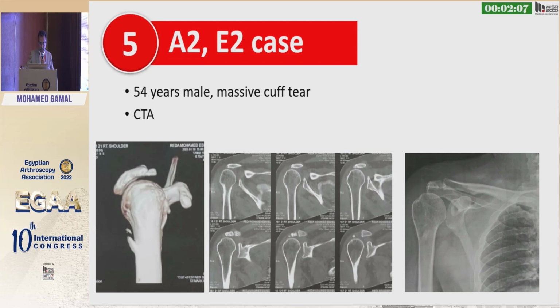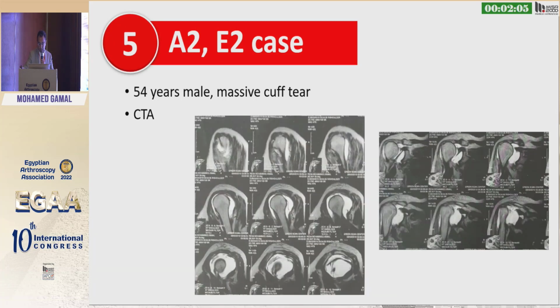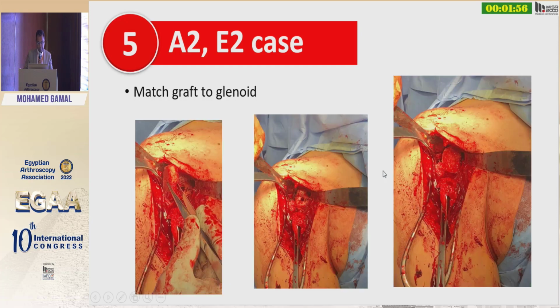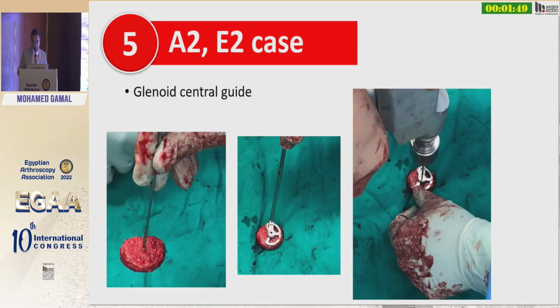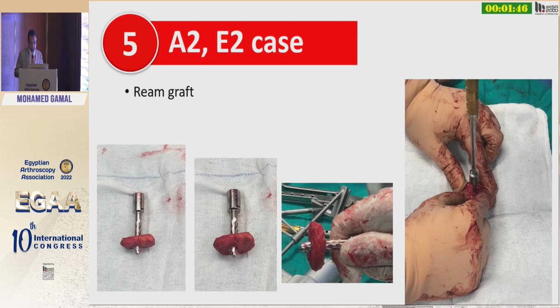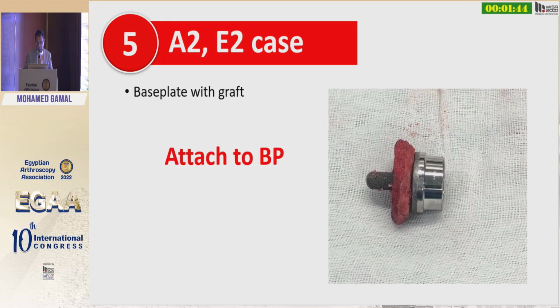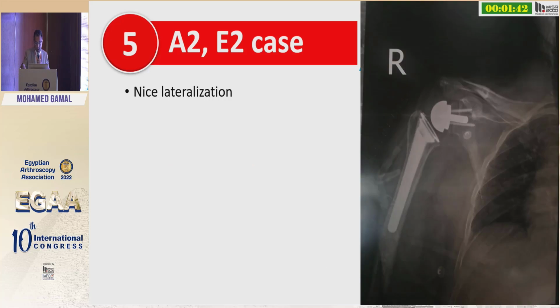This is a massive cuff tear, looks innocent, but when we go to the CT, you can see the erosion of the glenoid with the large glenoid bone defect. And you can see this is intraoperative. We take a part of the head and match it to the glenoid, making also a bioreverse, attach it to the base plate, and insert it. You can see here adequate reconstruction and adequate lateralization of the component and of the implant.